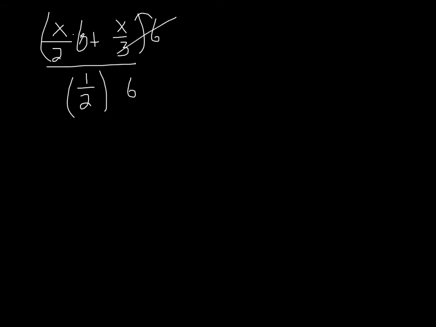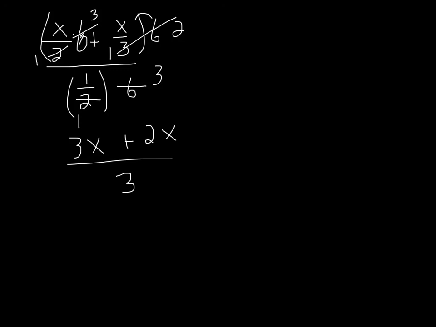So those cancel, it becomes 1 and 2. Those cancel, it becomes 1 and 3. Those cancel, 1 and 3. So now we have 3x plus 2x all over 3. Then you combine those, you get 5x over 3. And that's all you can do. You can't do anything else with that. Hopefully I didn't make any mistakes there. Got a little messy. So that one's pretty simple. Let's keep moving on.